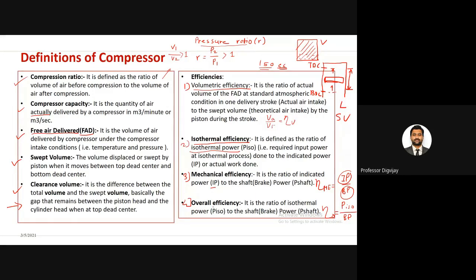This is again the ratio of isothermal power to the brake power. So how to calculate the isothermal power? There is a derivation and there is a formula for that. So we'll see in the derivation.